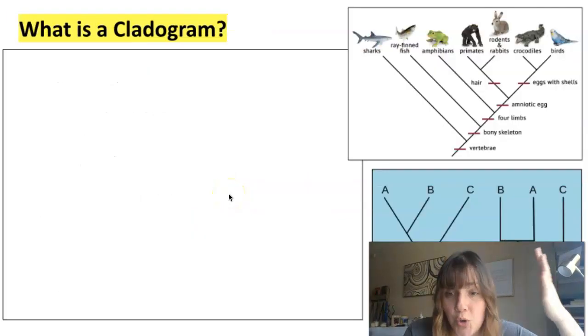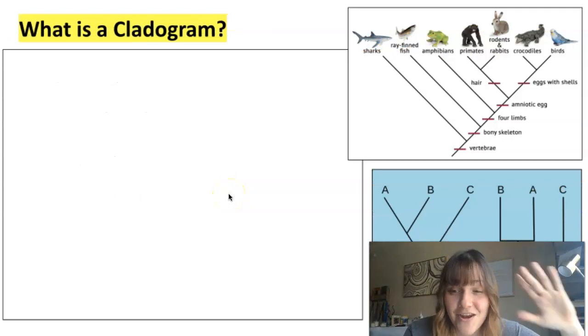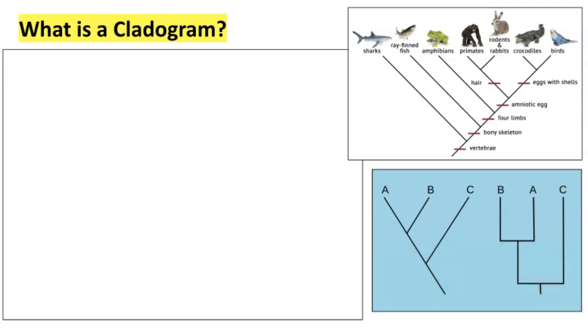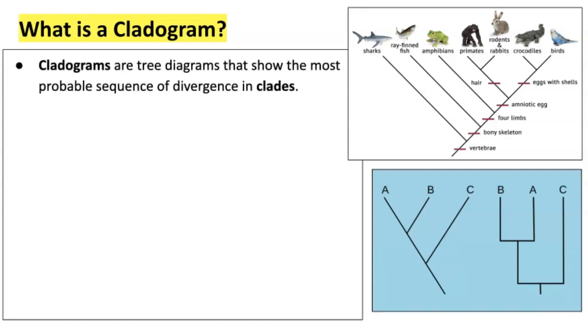But your only note for today, like literally only one slide of notes, is right here. So make sure you pay attention and get these notes. What is a cladogram? A cladogram is a tree diagram that shows the most probable sequence of divergence in clades. And you're probably like, thanks, Miss Panzer, that did not help me whatsoever, other than the idea that it's a tree diagram. So what is a clade should be your next question, because you're probably like, I've never heard the word clade, so what is that?